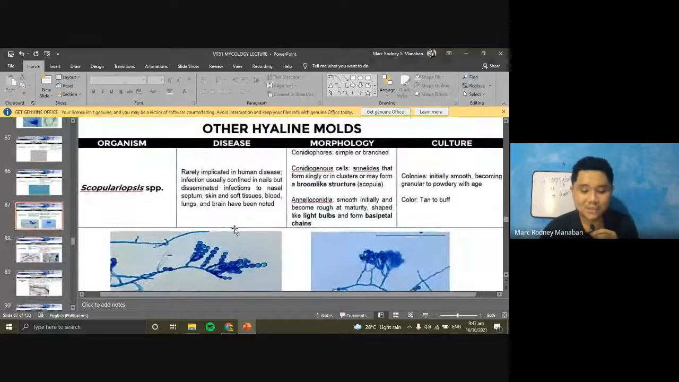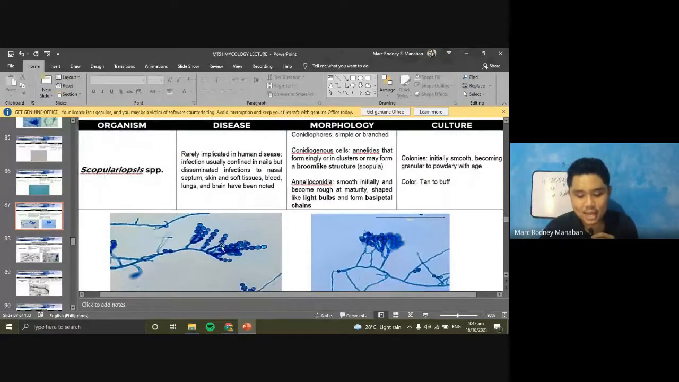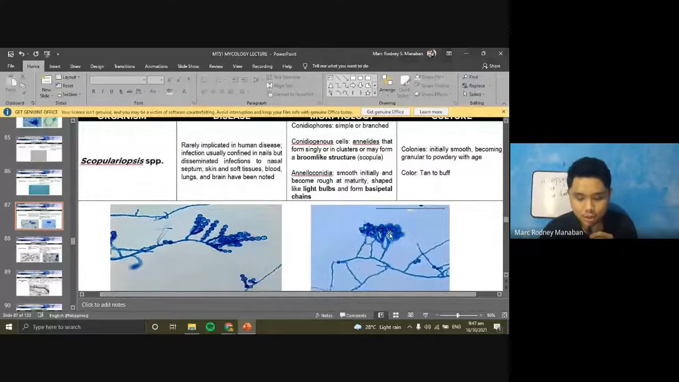So last for today, your Scopulariopsis. As you can see, the conidia are broom-like in structure. There are brooms known as scopula, and there are light bulbs. They form basipetal chains, meaning the conidia start forming from the very base. So new conidia form here at the base, basipetal chains. Broom-like structure, brooms known as a scopula. That's why it's Scopulariopsis species.